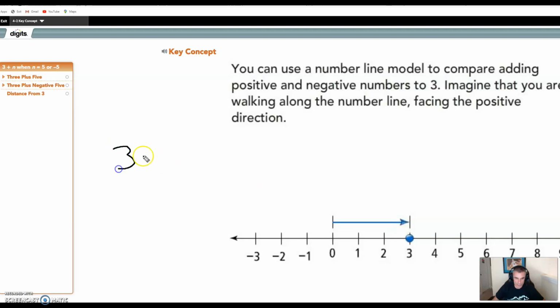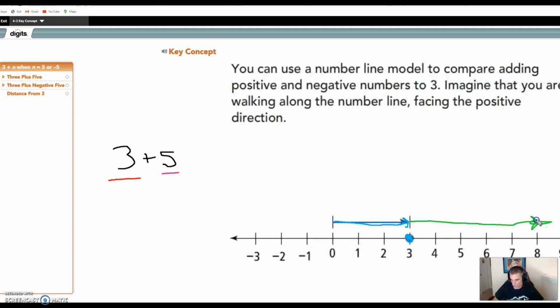So we have 3 plus 5. What this says is we're going to start at 3, and we're going to go 5 units in the positive direction. So here is my starting at 3. I get to here, and now we're going to go 5 more units in the positive direction. I'll use green for positive. We're going to go 5 more. 1, 2, 3, 4, 5.